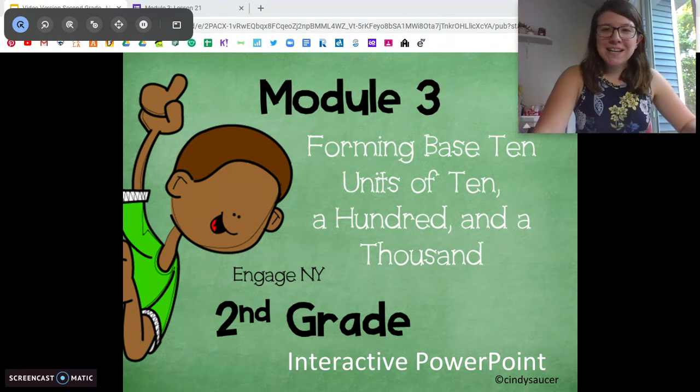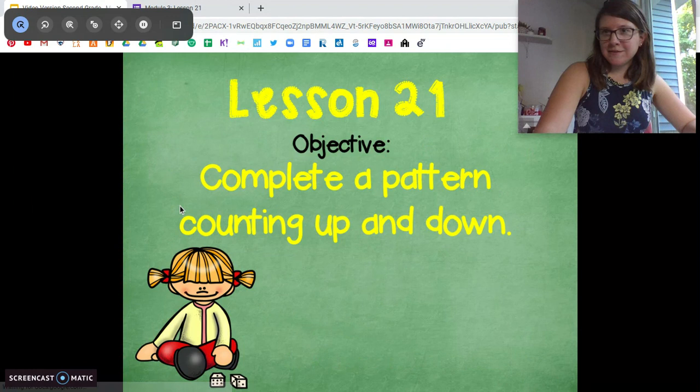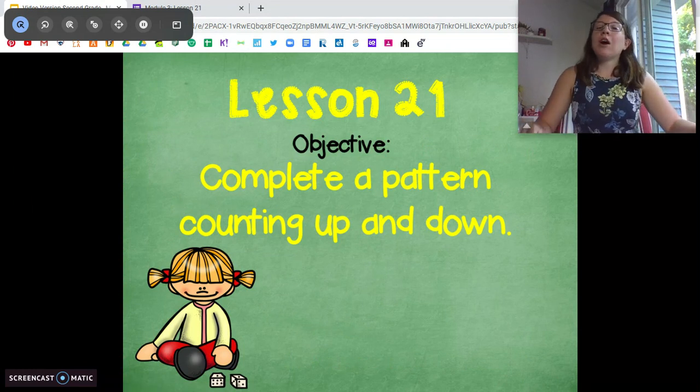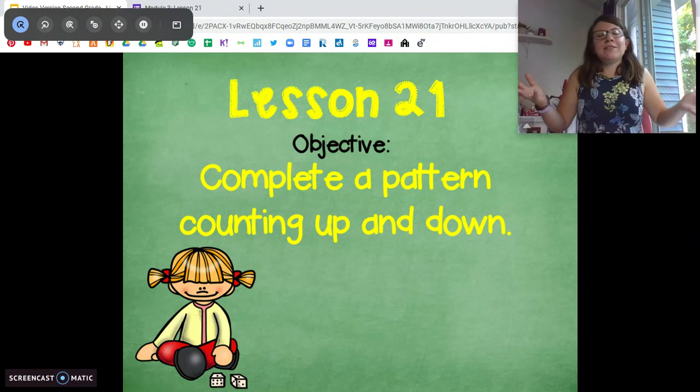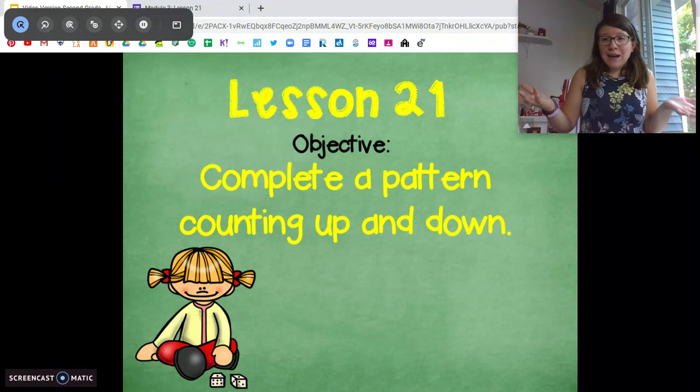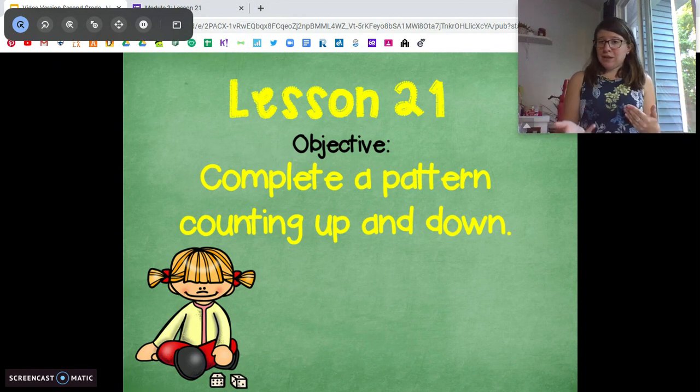So, for today's lesson, our last lesson of Module 3, we're going to work on pattern counting. You're going to notice we're going to count by hundreds, tens, and ones. We're going to have some fun with it. We're just going to practice counting and noticing the patterns in the ways we're counting.